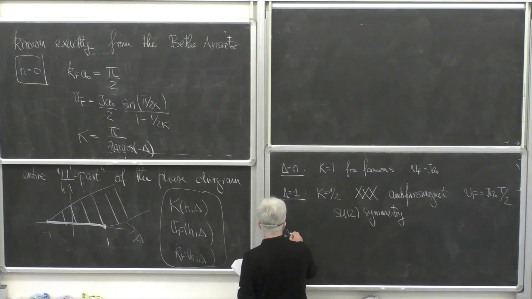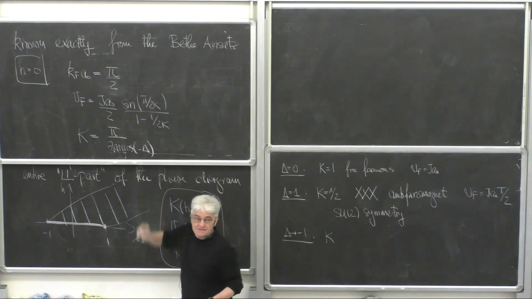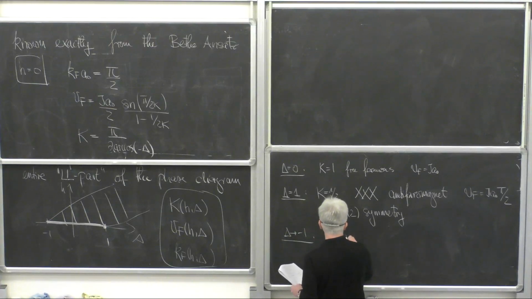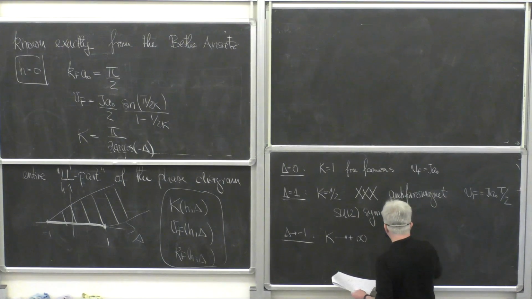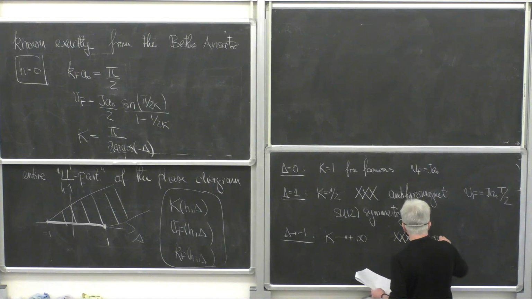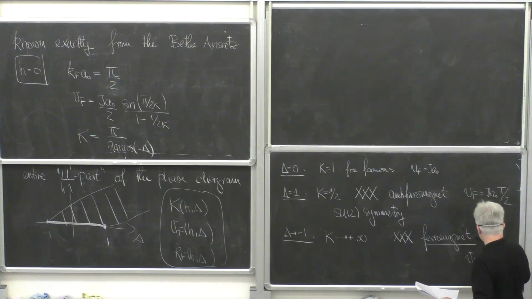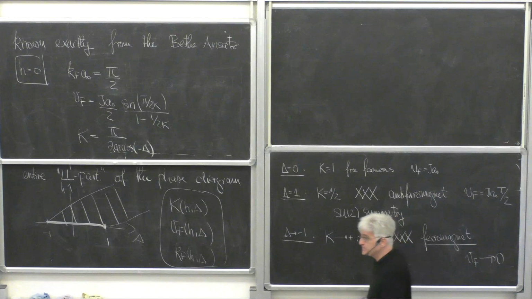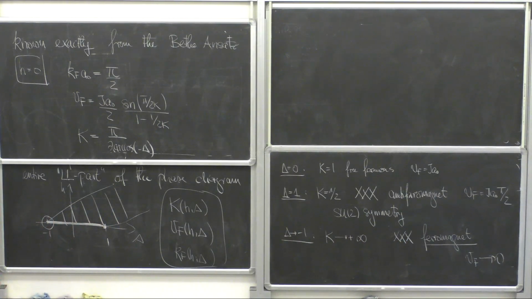Finally, delta goes to -1. What you see from here is that the Luttinger parameter actually diverges. So K goes to plus infinity. And so this is the limit towards the XXX ferromagnet. And here, the velocity actually goes to 0. Okay? So now, why do I call this a ferromagnet?